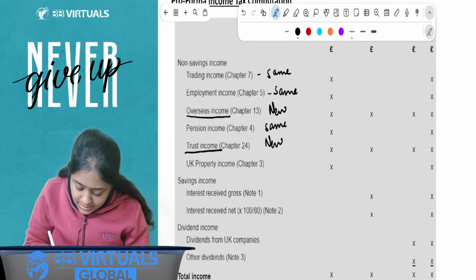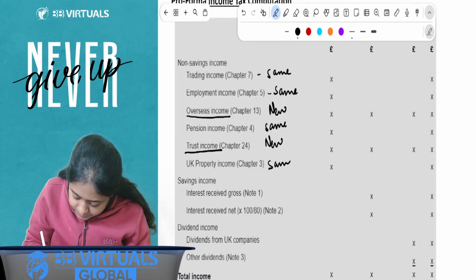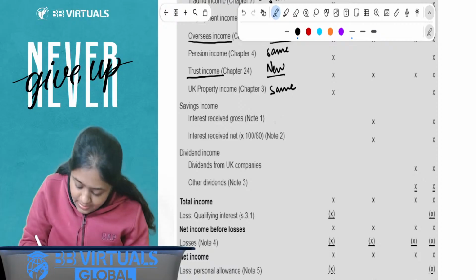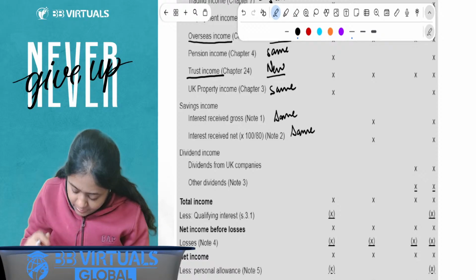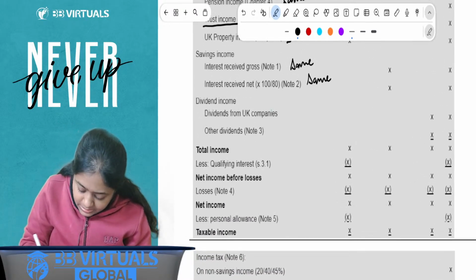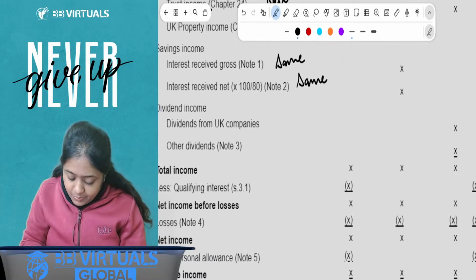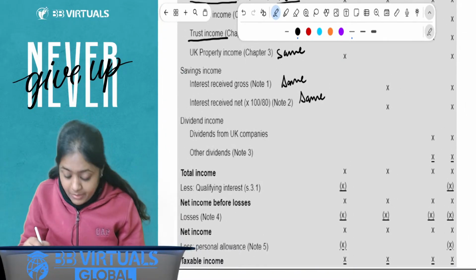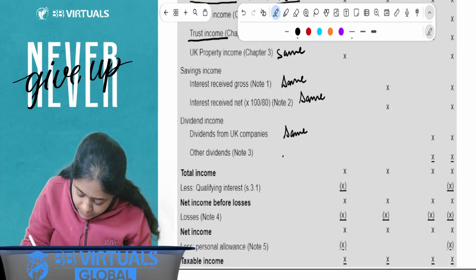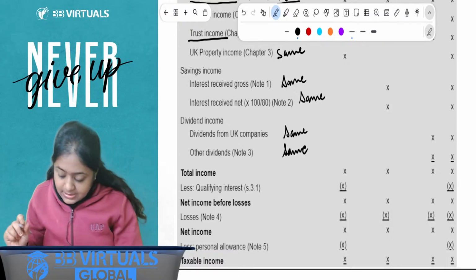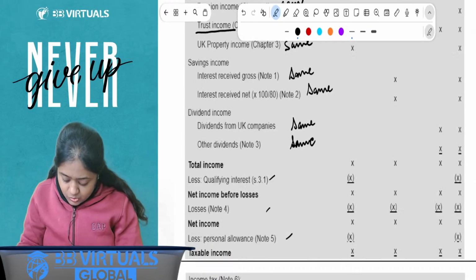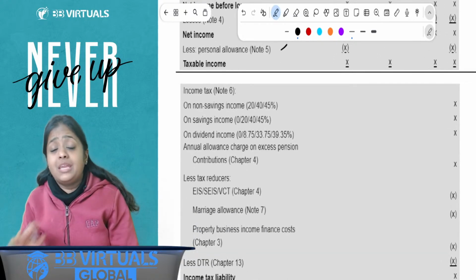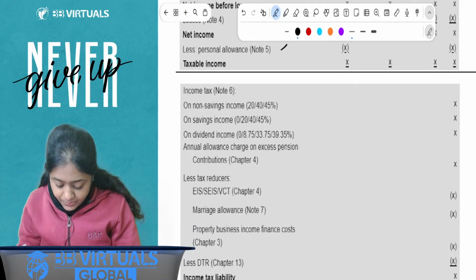UK property income is the same. So this is a new area and this is a new area. Savings income is the same. Interest received is the same. Dividend: now here we will segregate between dividend from UK companies and dividend from others, although it is going to be taxed in the same way. This is also the same, this is also the same, and this is also the same. For loss there are changes, but I will take those changes when we discuss the loss chapter.